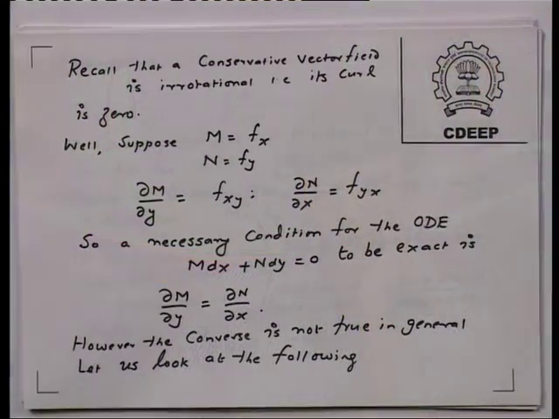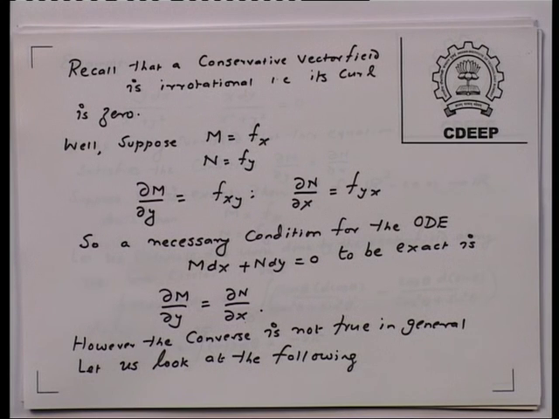Suppose that m equal to f sub x and n equal to f sub y. Then del m by del y will be what? The second partial derivative of f, first with respect to x and second with respect to y. What will be del n by del x? It will be f sub yx. Using the equality of mixed partial derivatives, remember, I am assuming that the function is smooth, I am going to get that del m by del y is del n by del x.